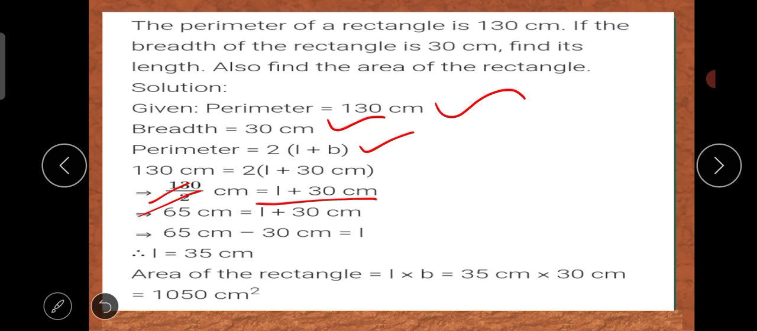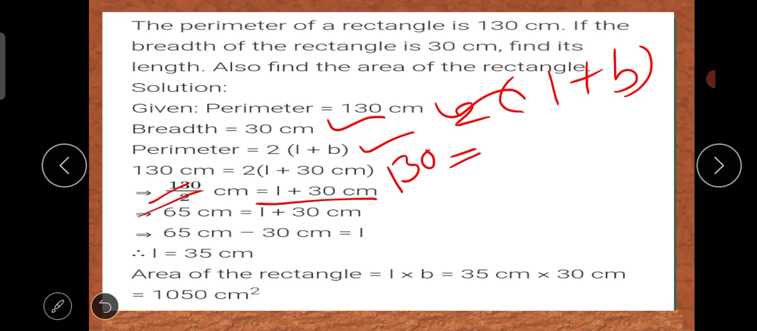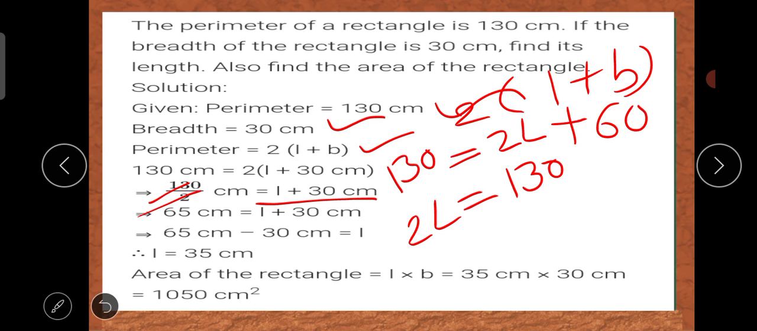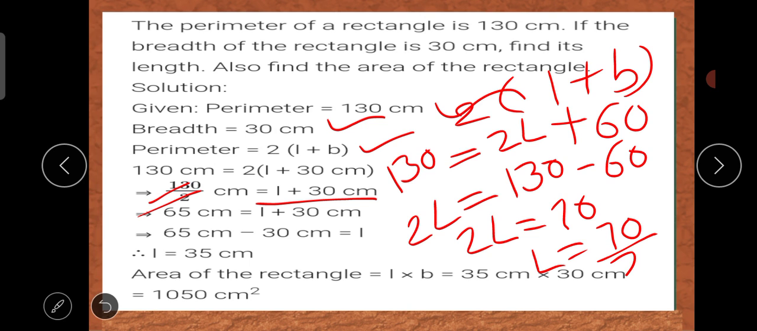Or a second method I will also tell here, that is 2L plus B. So here what is given? 130 is already given, equals 2 into L plus 30. B value is given as 30. So 2 into 30 is 60. So 2L equals what? 130 minus 60, we will get 70. So 2L equals 70. L value we will find by dividing 70 by 2. So we will get the answer 35.